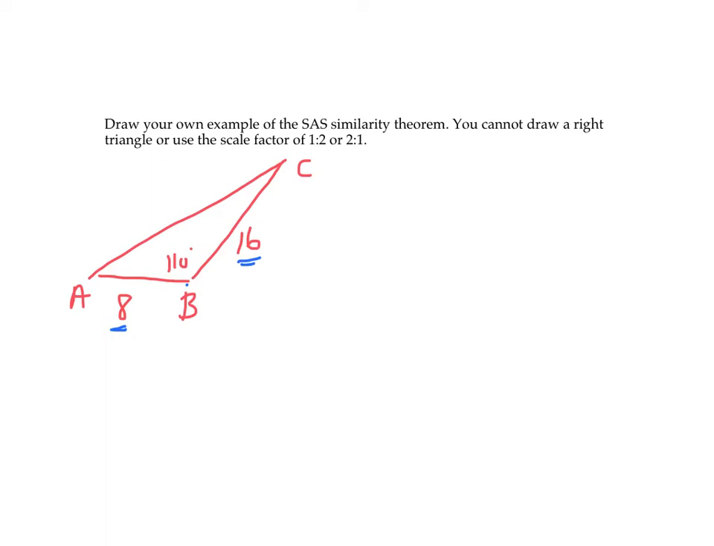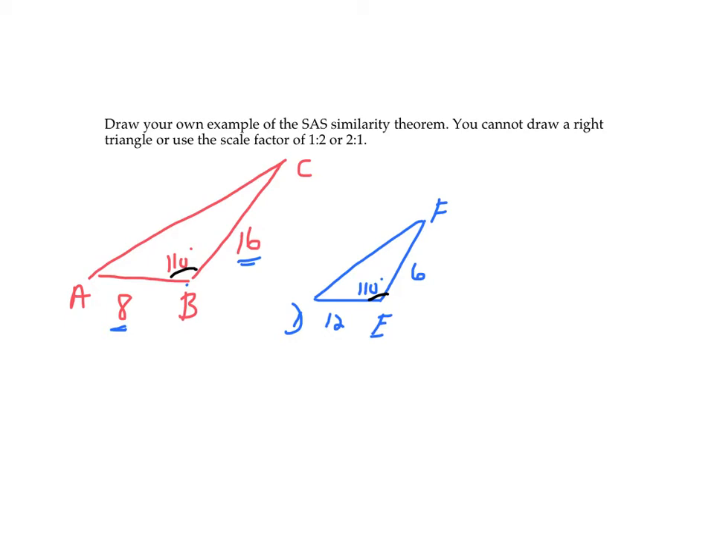Okay. Now here's my second triangle. And again, I'll keep it pretty easy. We'll call it triangle DEF. And I'm going to tell you that this angle is 110. This side is 12, and this side is 6. Now certainly this pair of corresponding angles are congruent, so that's one thing that we have to check in order to say our triangles are similar.